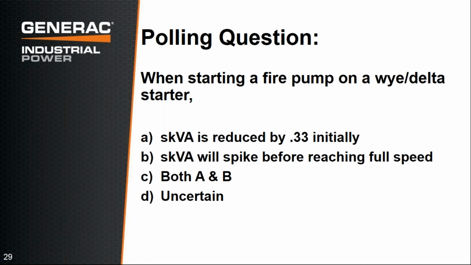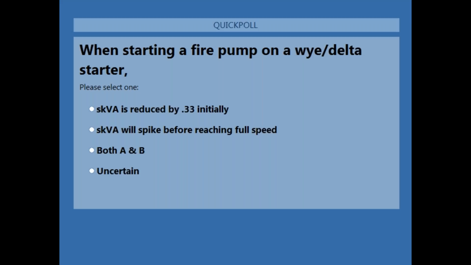Which leads us to our last question. And the question is, when starting a fire pump on a Y delta starter, SKVA is reduced by 0.33 initially. SKVA will spike before reaching full speed. Both of those options, or uncertain. So go ahead and put your responses in. Few more seconds here.